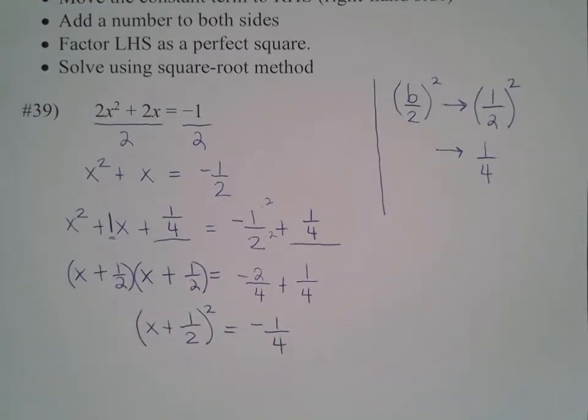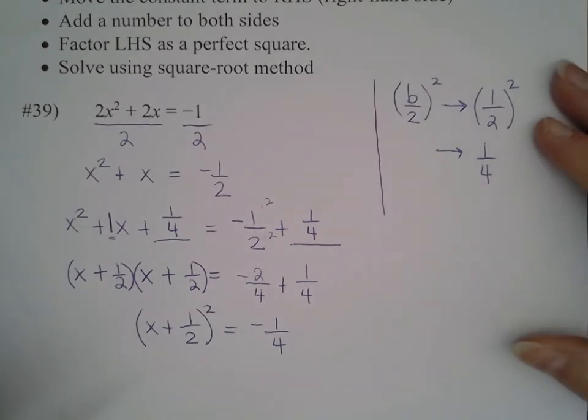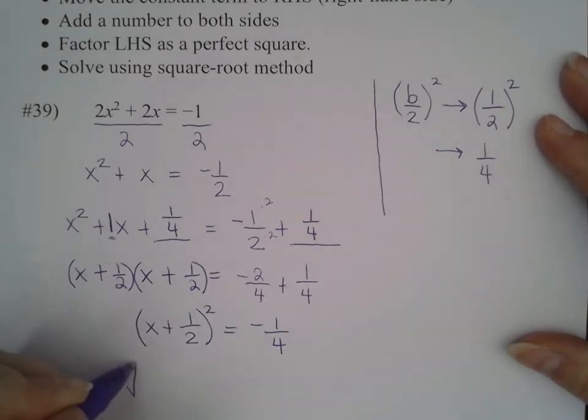All right, that's the completing the square part. We've completed the square. It's in that factored format. The rest is the square root method. So at this point, we're going to apply a square root to both sides.